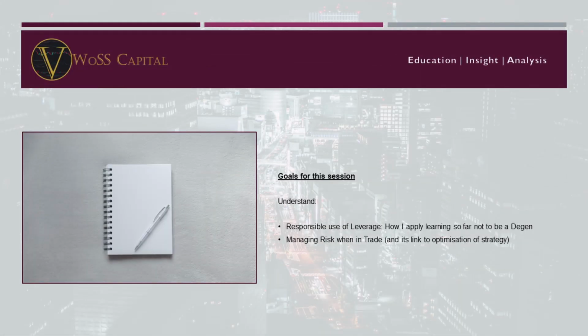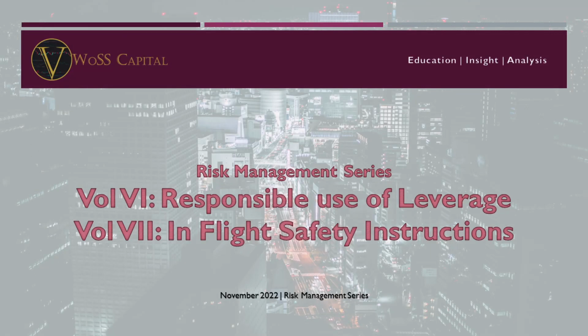So the goals for the session today are fairly straightforward: to understand responsible uses of leverage and how I apply the learning we've gone through so far in order not to be a degen with leverage, and managing risk when in trade and how that links back to optimization of your rules-based strategies that we've spoken about before. You can identify things that happen over and over again within the trade and use those as a rule set after the trade's in flight to pull the ripcord if you need to when a trade looks as if it's going against you.